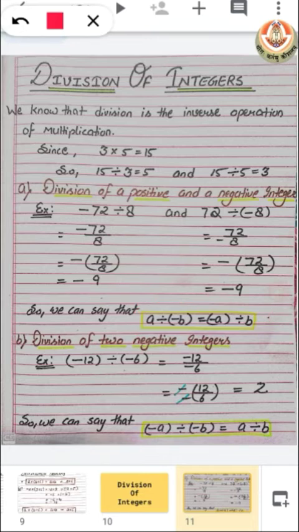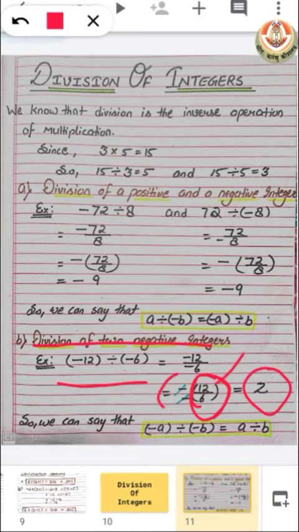Now second is division of two negative integers. When we divide two negative integers, that means minus 12 is divided by minus 6. For this, let's take both the minus sign as common, and we get a simple whole number division inside. So here, answer is 2 for this division.